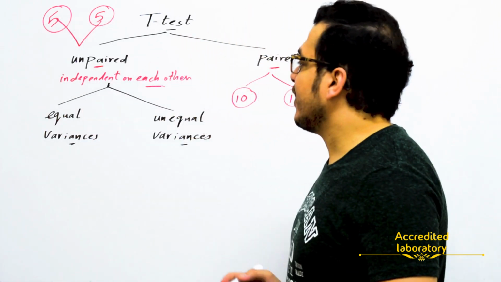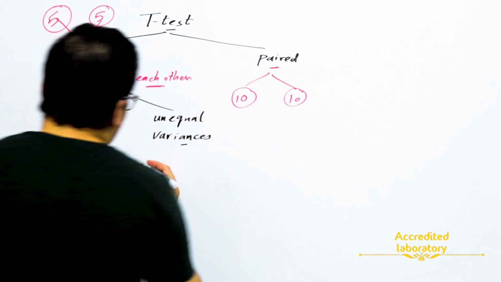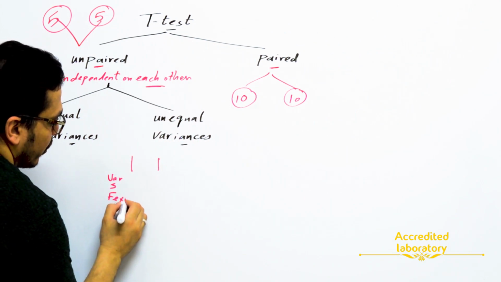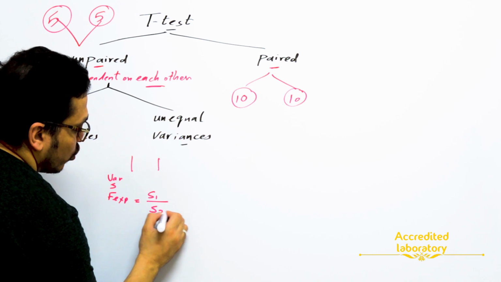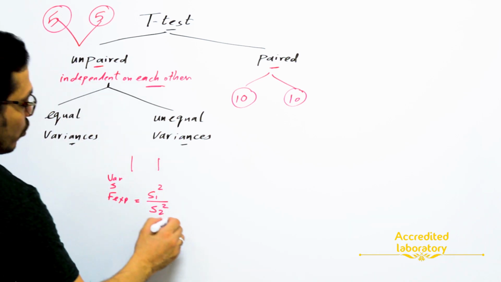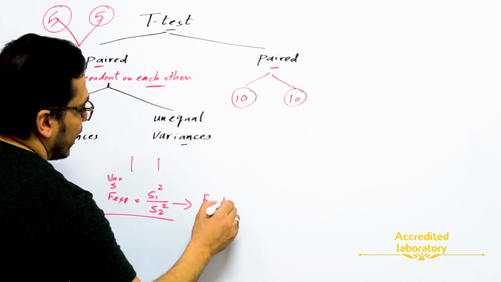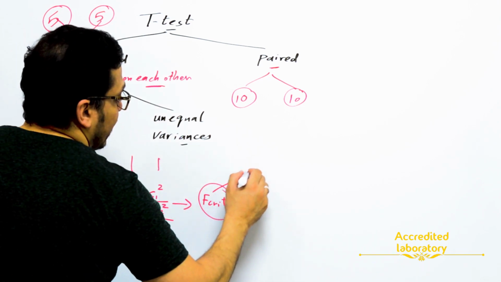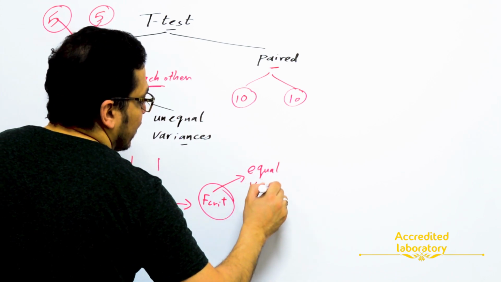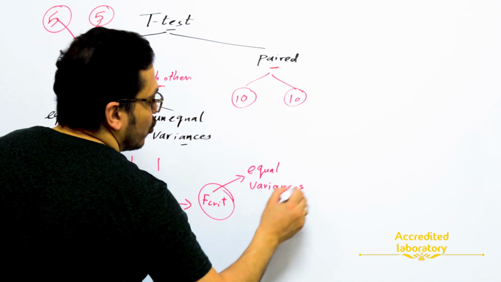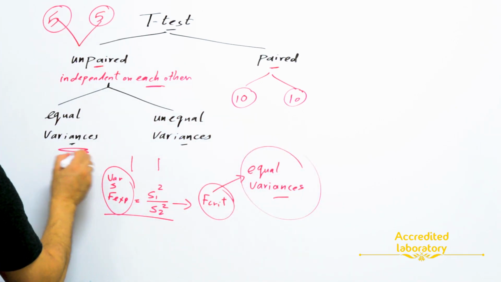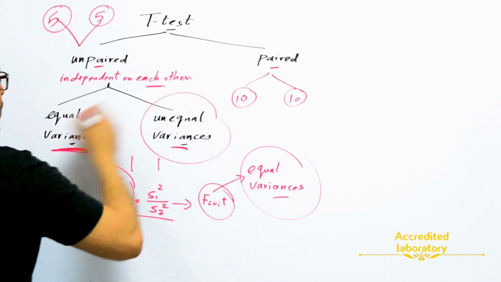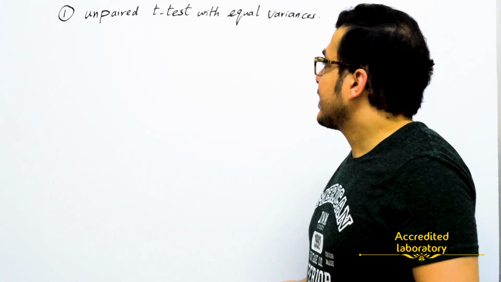After that, in case of unpaired, you will calculate the variance for each group. Then you will calculate the F experiment, which is equal to the variance for group 1 divided by the variance for group 2. Then you will calculate F critical. And if the F experiment is less than F critical, as we said before, there are equal variances. There is no significant difference between the variances of the two groups of samples. There are equal variances, so you will use this case. But if the F experiment is higher than F critical, you will use the case with unequal variances. Unpaired t-test with equal variances.